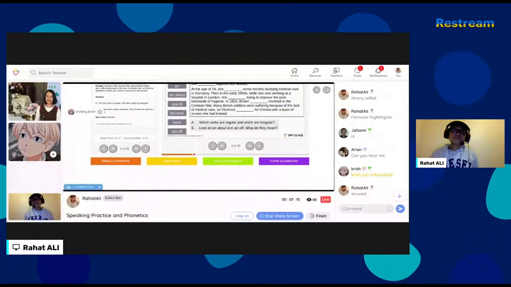So which verbs are regular? Remember, regular, irregular verbs, Aryan? Regular: wanted, showed. Irregular: they are, please. Opened, closed. These are regular, right? Yeah, if you remember regular verbs.